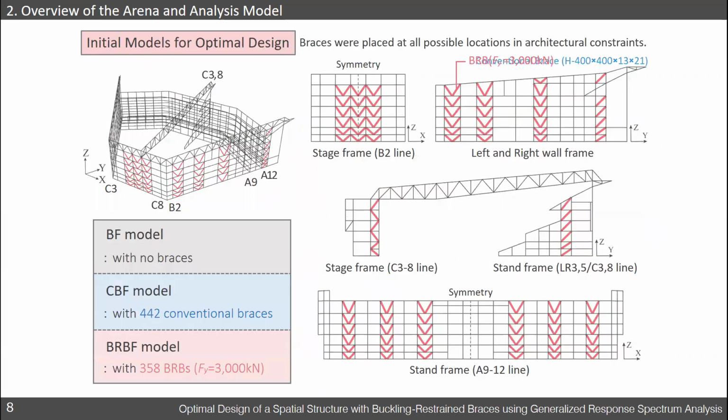Two design options were initially considered. One is CBF, where the conventional braces are fully placed at all possible locations, and the other is the BRBF model. CBF is the most economical design option, but almost all braces buckle in large earthquake responses and damage the interiors. On the other hand, BRBF is preferable for seismic performance and continuous use, but the construction cost can easily increase.